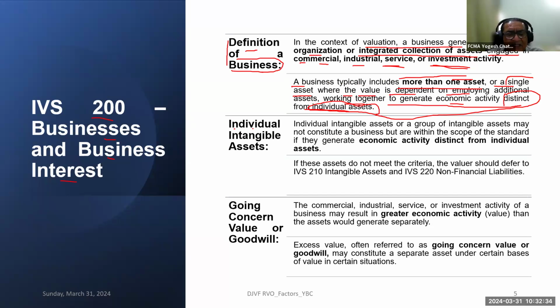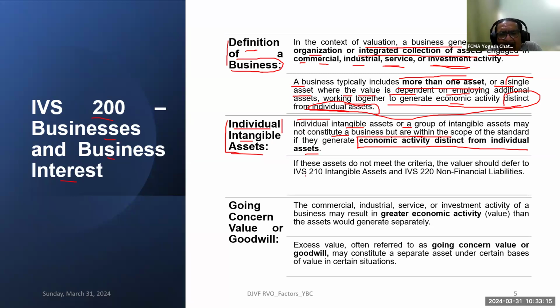Now, intangible assets, because we will cover the importance of intangible assets in a next asset standard. An individual intangible asset or a group of intangibles may not constitute a business, but they are within the scope of the standard if they generate economic activity which is distinct from the individual asset. That is very important. Even if there is a single intangible asset, that will also come under the definition of business.